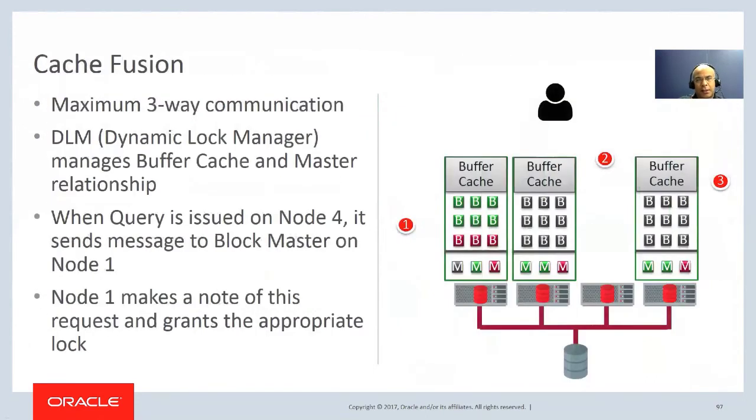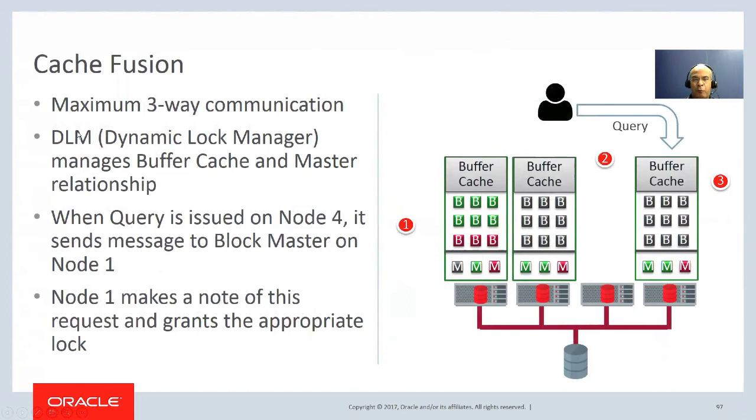So let's understand what we call cache fusion. In cache fusion, let's say a user comes in to do a query, and he goes to node 4. Now, remember, in our example case, the buffer that it wants is in node 1. So the first thing it does is figure out who the master is, and the master could be in node 2.